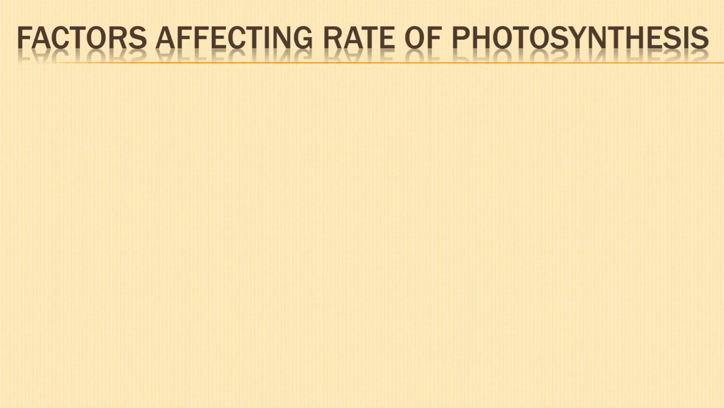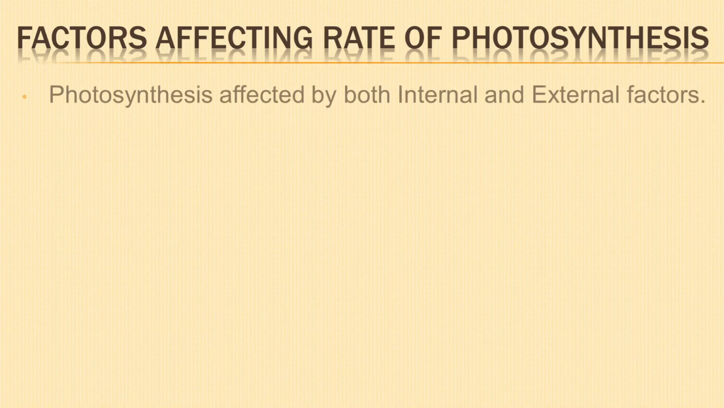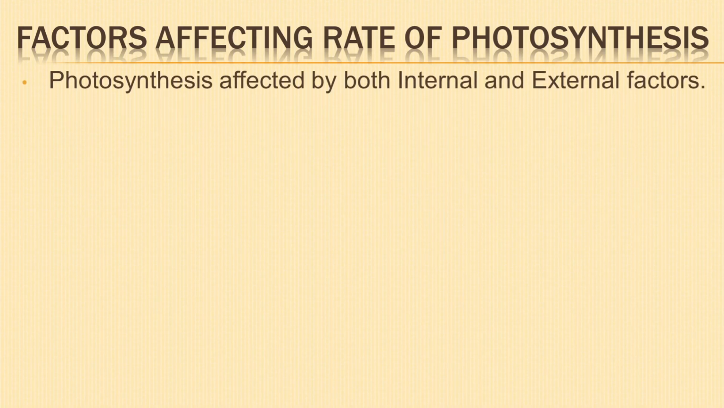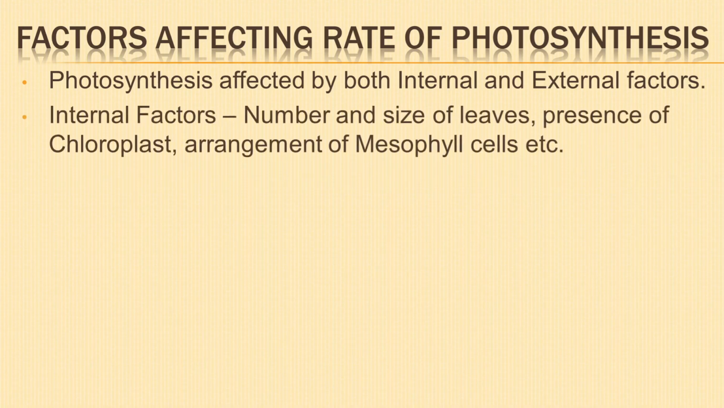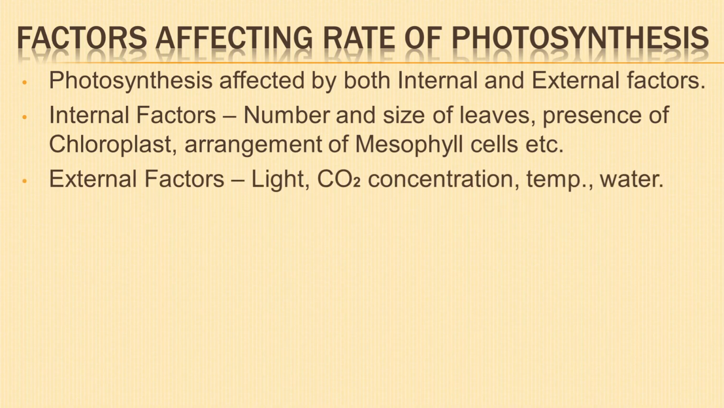Finally, we shall take up factors affecting the rate of photosynthesis. Photosynthesis is affected by both internal and external factors. Internal factors are number and size of leaves, orientation of leaves, arrangement of mesophyll cells, presence of chloroplast, also the amount of chlorophyll present, and many others. External factors are light, carbon dioxide concentration, temperature, and water.